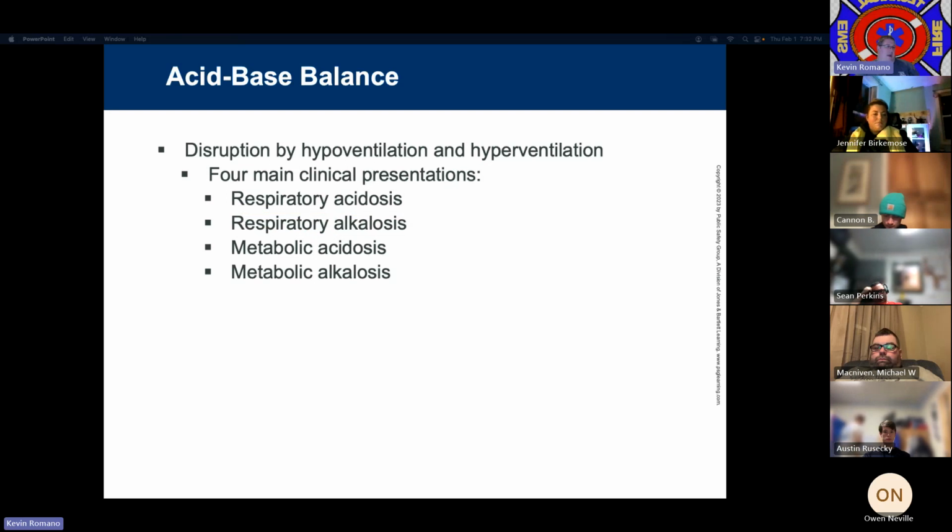So practice these numbers. Keep going through them, because you're going to see this on an exam. I know that the National Registry does test pretty heavy on acid-base balance. Write them out. There are easy ways to do this, and it's called tic-tac-toe.